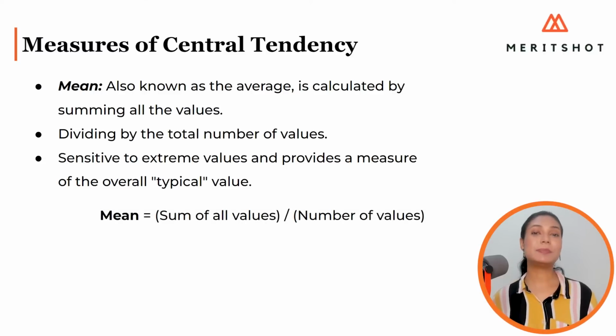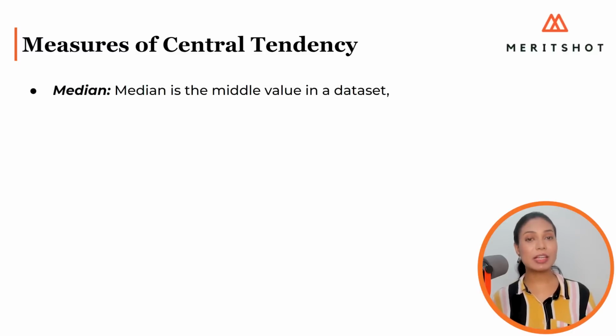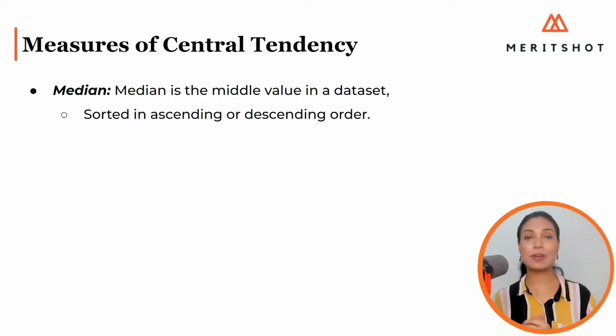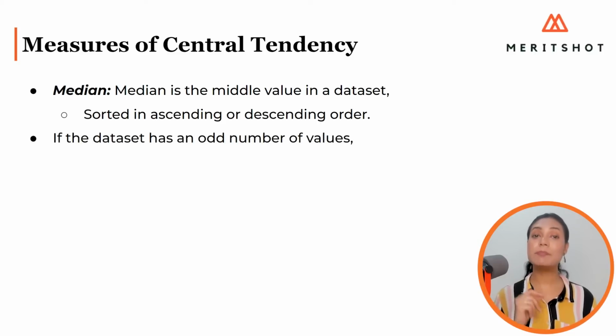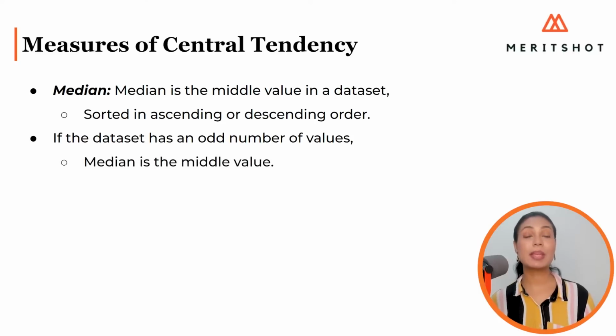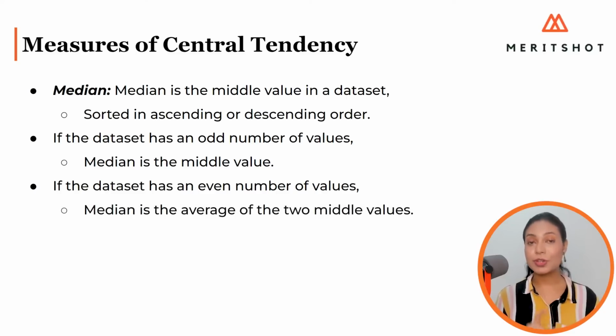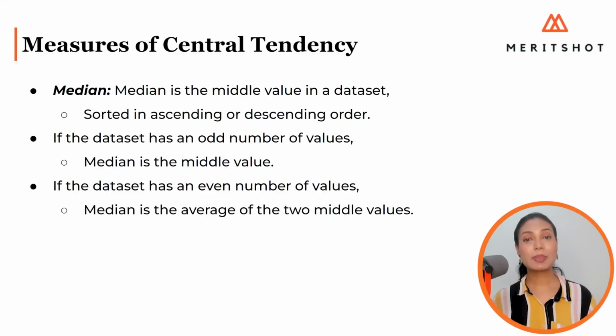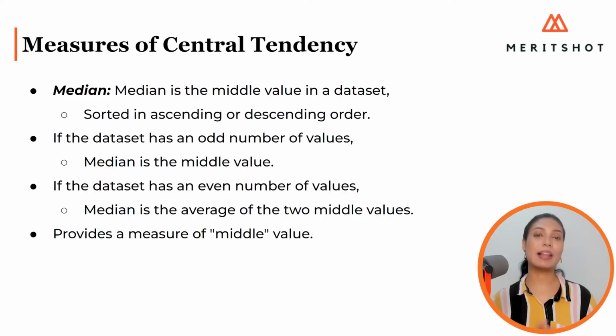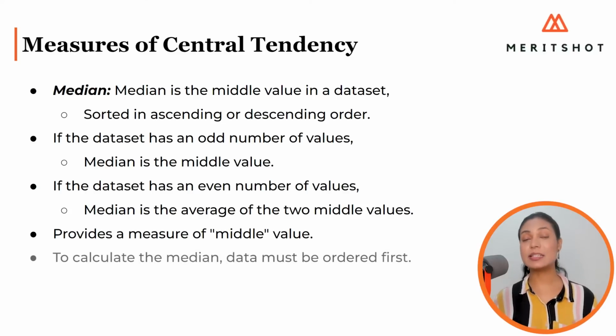Number two, median. The median is the middle value in a data set when it is sorted in ascending or descending order. If the data set has an odd number of values, the median is the middle value. And if the number is even, then the median is the average of the two middle values. The median is less influenced by extreme values compared to the mean and provides a measure of the middle value. To calculate the median, the data must be ordered first.